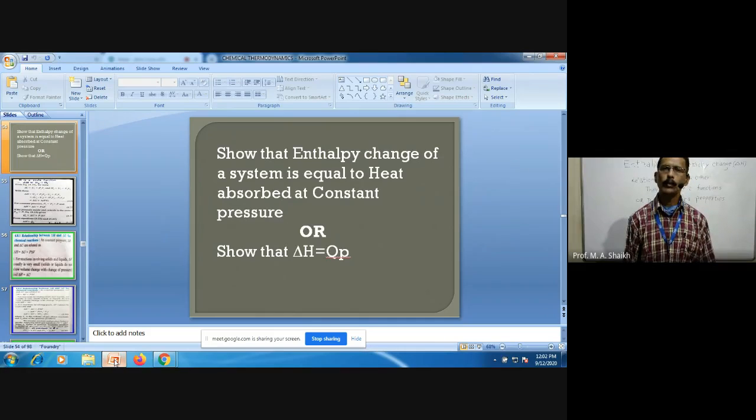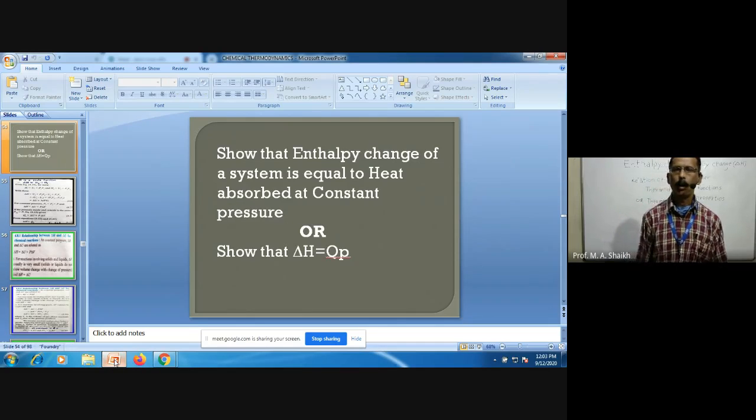When heat is absorbed, when heat goes to the system, Q is positive. We have seen the sign convention. So QP is positive, because heat is absorbed, heat goes to the system. So in short, we have to show delta H is equal to QP. Sometimes the question will be only: show that delta H is equal to QP. Delta H means enthalpy change of a system, which is equal to QP, meaning heat absorbed at constant pressure. Subscript P written after the Q indicates pressure is constant.